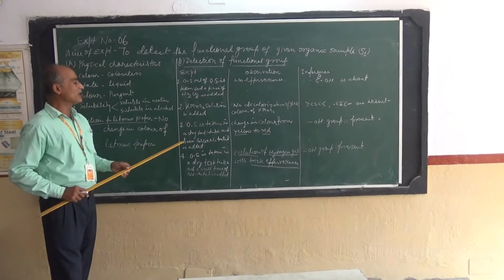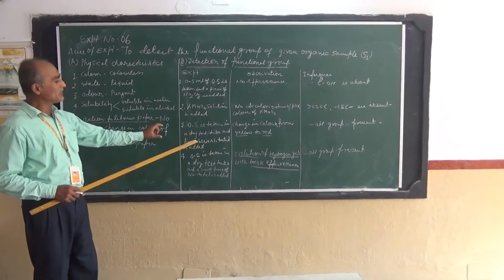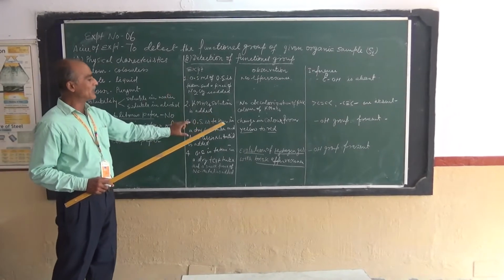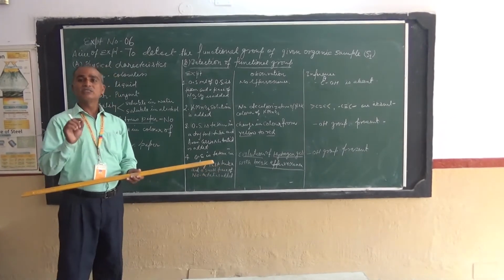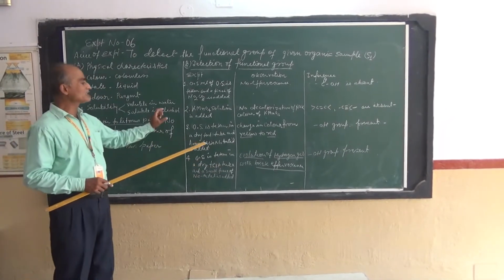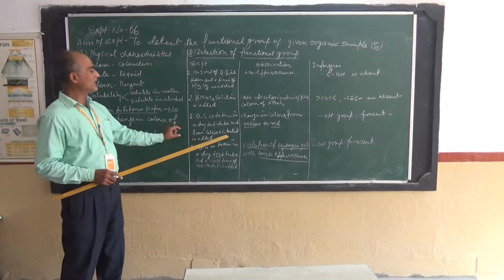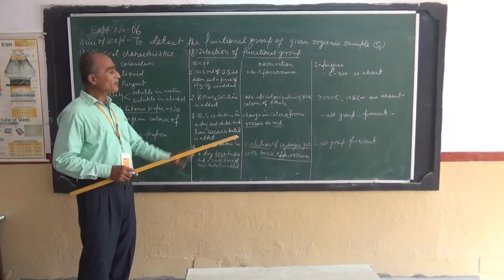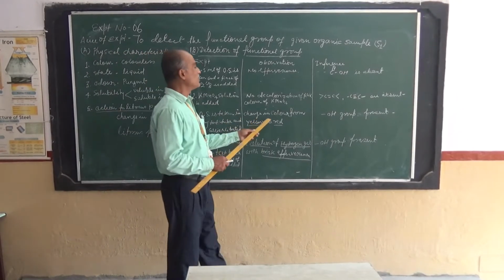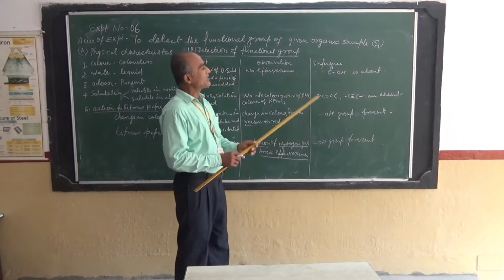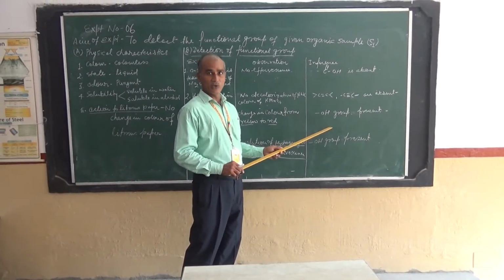After doing this, we will go to the next test. Take a little organic sample in another dry test tube and add a pinch of ceric ammonium nitrate to it, and observe the change in color. It changed from yellow to red. That infers that the given organic sample is alcohol.